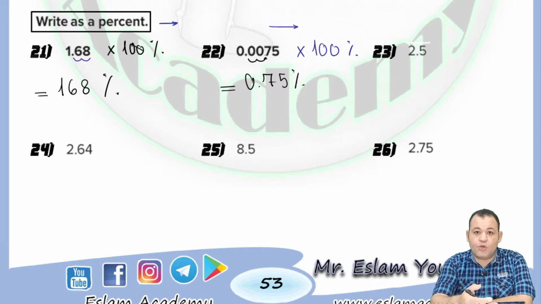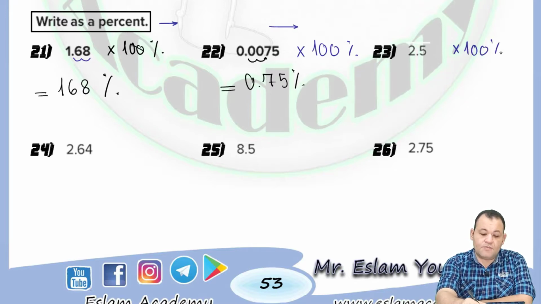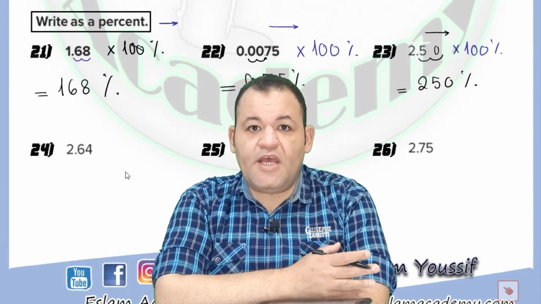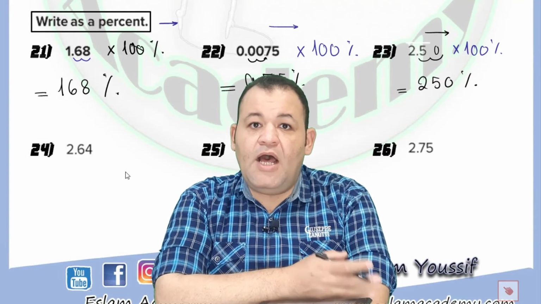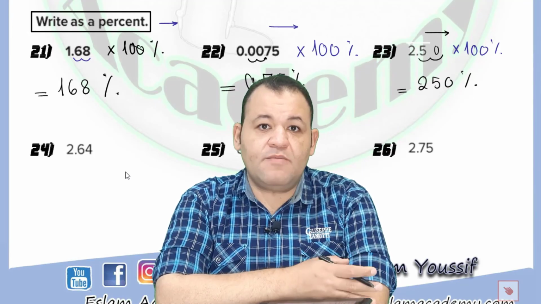Now for question number 23. If you need to write 2.5 as a percent, just multiply it by 100%. So it will be equals, by moving the decimal point 2 places to the right, 1, 2, then put the 0, so we have here 250%. And that's how we can convert from the percent to decimal, fraction, or mixed number, and from the mixed number, fraction, decimal to percents.